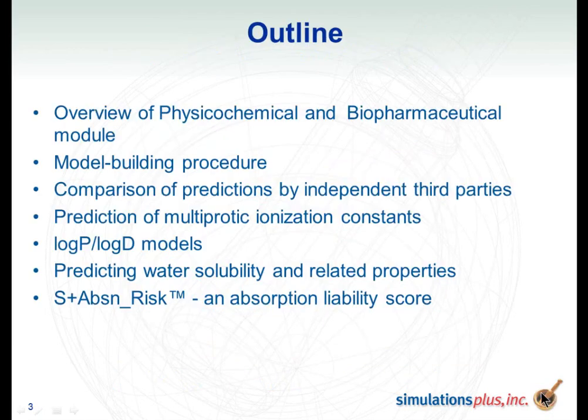This next slide is an outline of the talk. First, I'll present an overview of the physicochemical and biopharmaceutical module. Then I'll discuss our model building procedure. This will be followed by some literature examples where the researchers have compared our predictions and others. In the fourth section, I'll discuss our multiprotic pKa prediction module. Then I'll talk about our log P and log D models, followed by predicting water solubility and other related properties. And then in the final section, I'll discuss absorption risk, which is an absorption liability score.